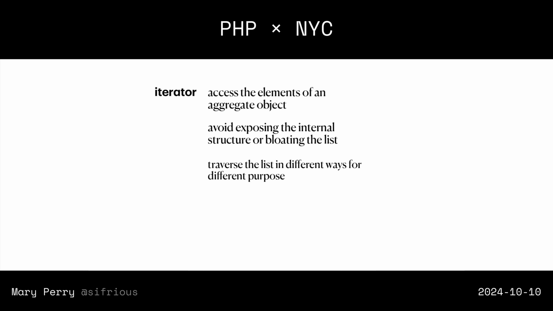But so with an iterator, we're going to access the elements of an aggregate object. It can be different kinds of aggregate object. It doesn't have to be just a list, even though that's what I used to think that it was. We avoid exposing the internal structure or bloating the list. So it has some benefits for reducing complexity by not allowing other parts of an application to interact with parts of the list that it shouldn't at a given time. And we can traverse the list in different ways for different purposes because we're defining and implementing an interface that is a contract of how we want to interact with this collection.